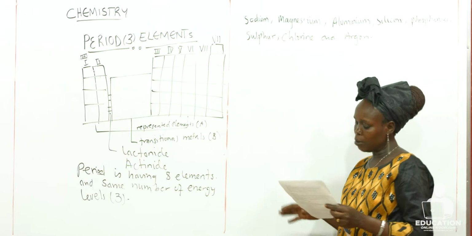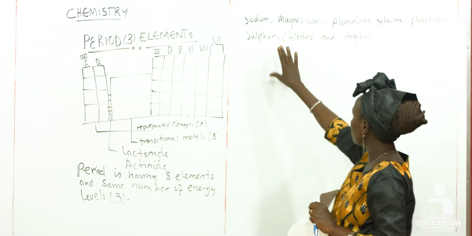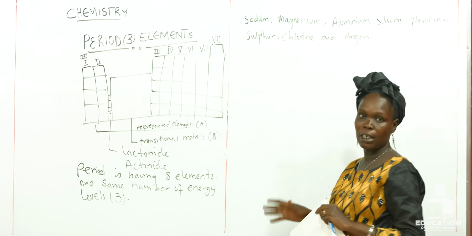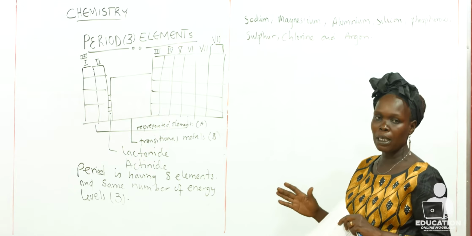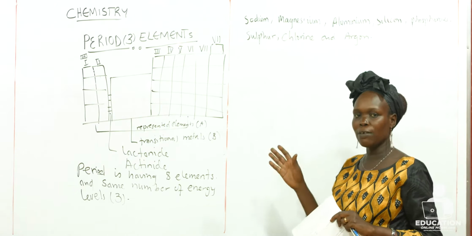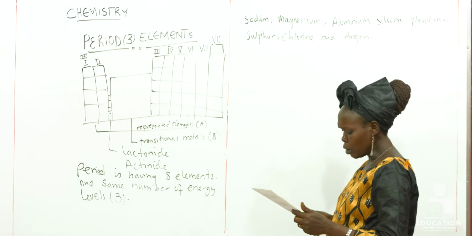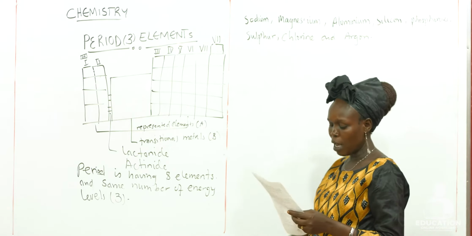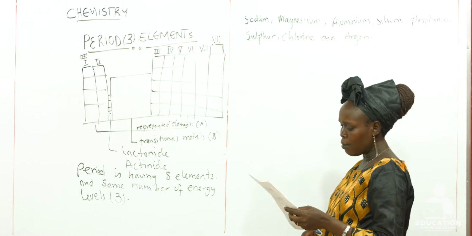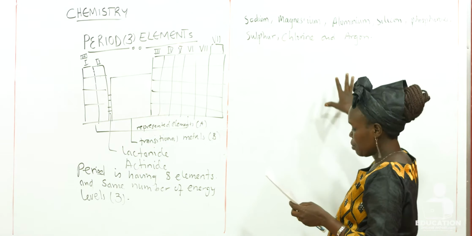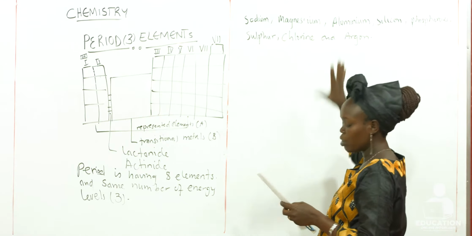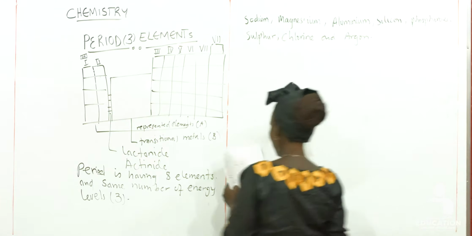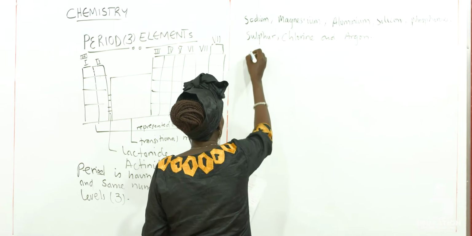Learners, I've shown you that these elements have the same number of energy levels, which is 3, represented by the number of the period. What are the characteristics of these elements? They may have similar chemical properties. Aluminium is heavily used, for example in making powder.